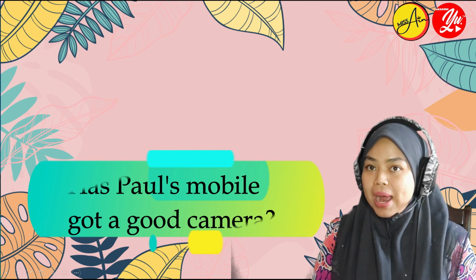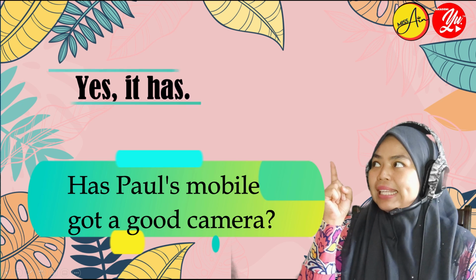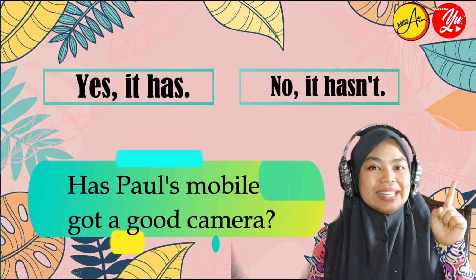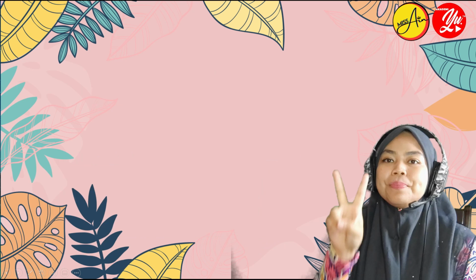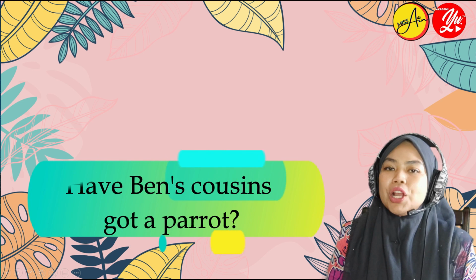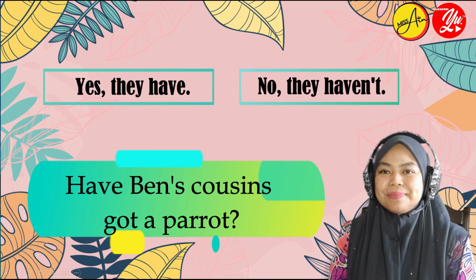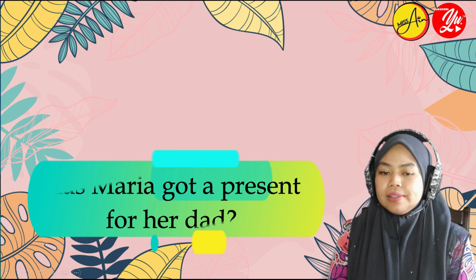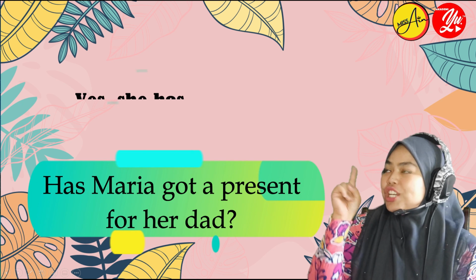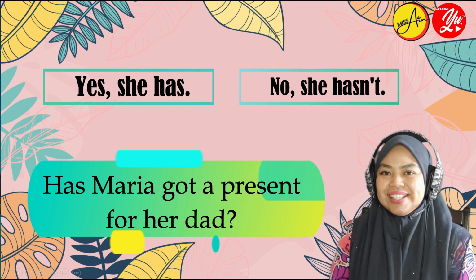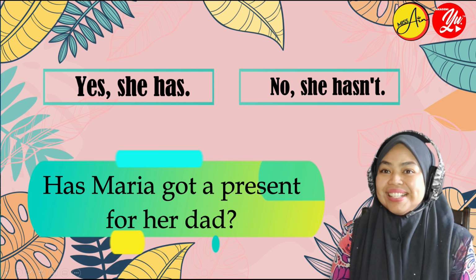Well, before we move to the next part, I have 3 questions that you have to answer based on the reading text we did earlier. The first question, has Paul's mobile got a good camera? Yes, it has. No, it hasn't. Number 2, have Ben's cousin got a parrot? Yes, they have. No, they haven't. Last one, has Maria got a present for her dad? Yes, she has. No, she hasn't. Good job, everybody. Let's go to the second part.